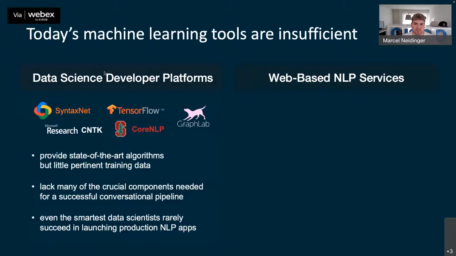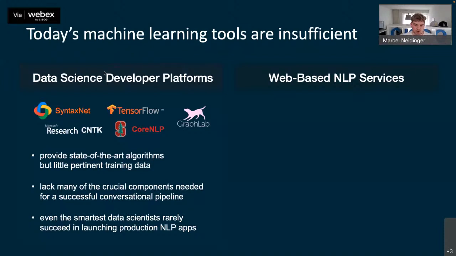So what do I mean with the data science development platforms? These are things like TensorFlow, Core NLP, SyntaxNet, all of these algorithmic packages that are great, quite often open source packages and modules that you can use in order to build your own data science, in order to build your own machine learning applications.